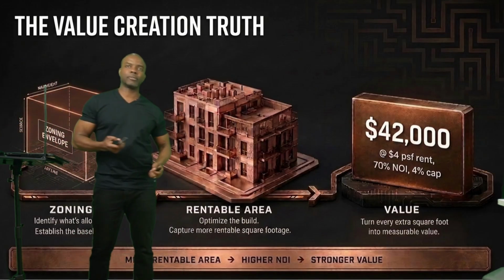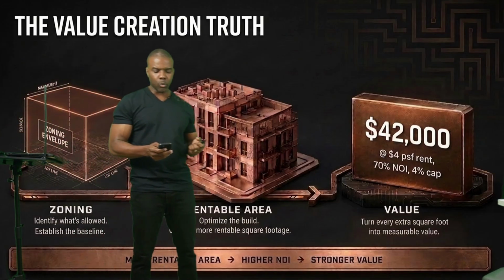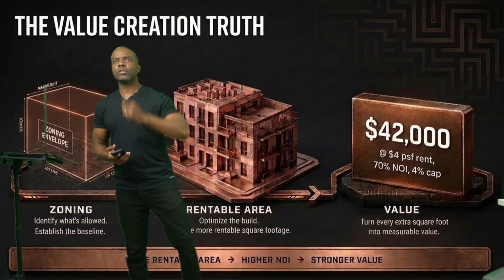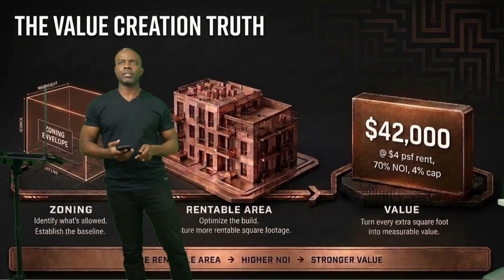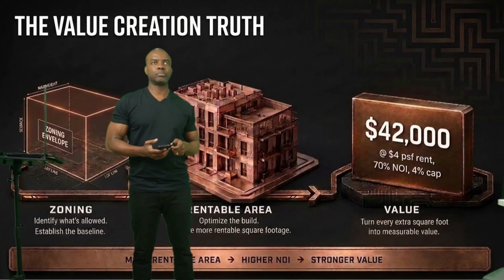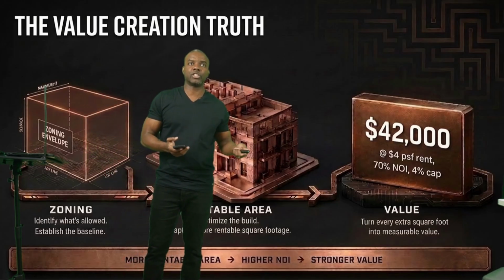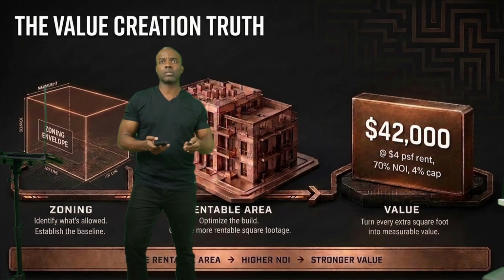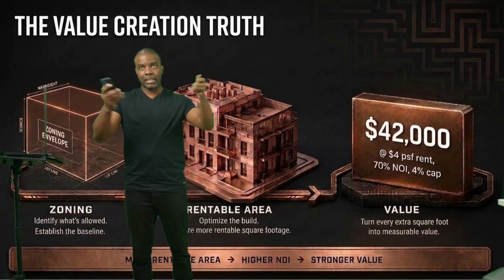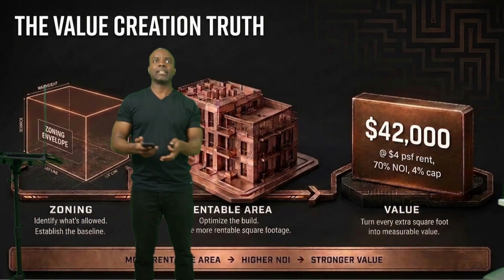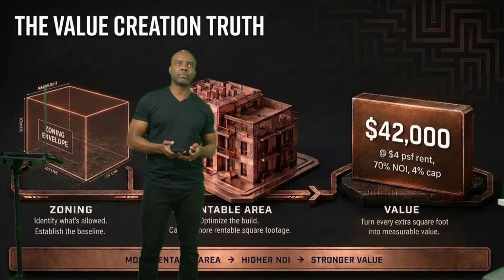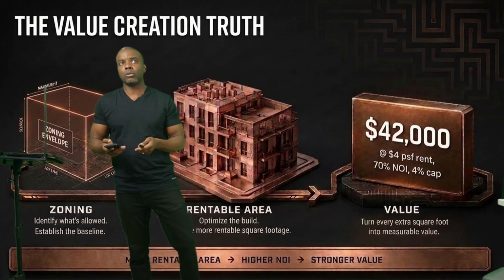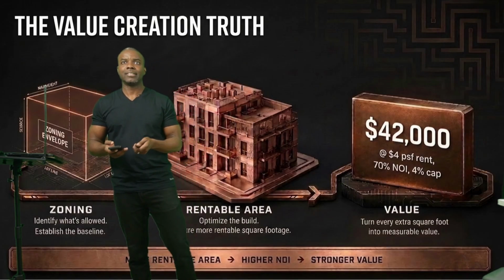So if you have a 1,000 square foot addition that you can place on a property, then 1,000 square foot of area times $4 per square foot is how much rent it can generate. That's $4,000 of rent that space would generate, and then you annualize that by 12. So 12 fours, that's $48,000 a year.